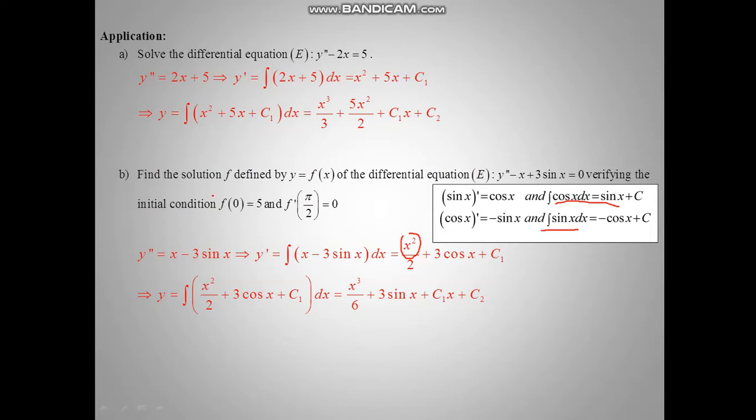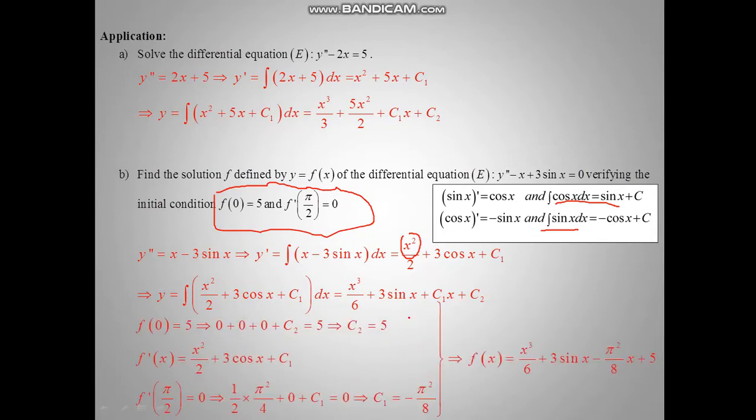Now we have to use the initial conditions to find c1 and c2 and to get the particular solution. Okay, f of 0 equals 5. Replace x by 0. Sine of 0 equals 0. Here is 0. So we get c2 equal 5.